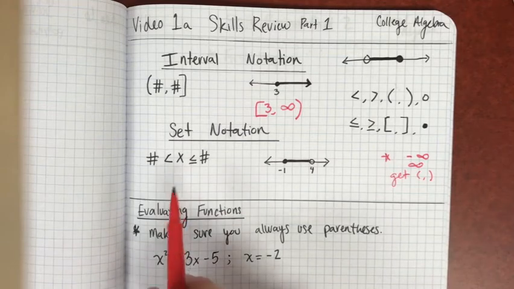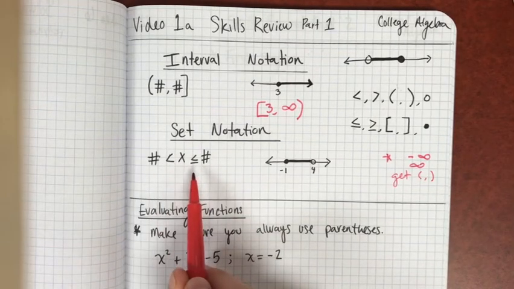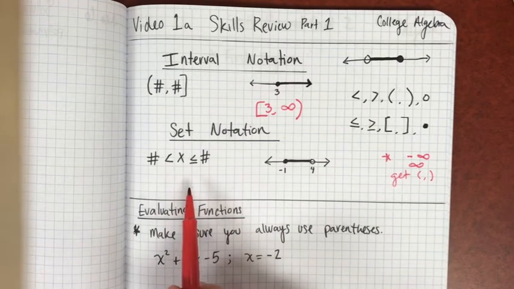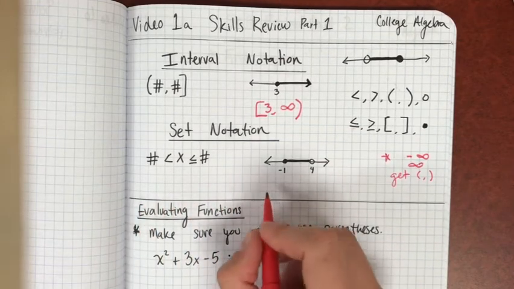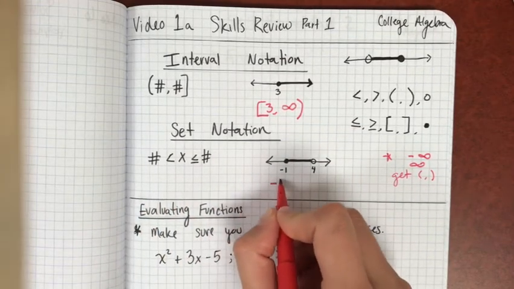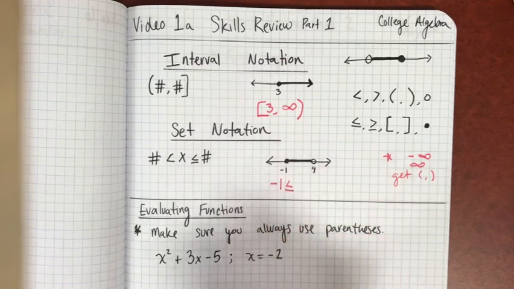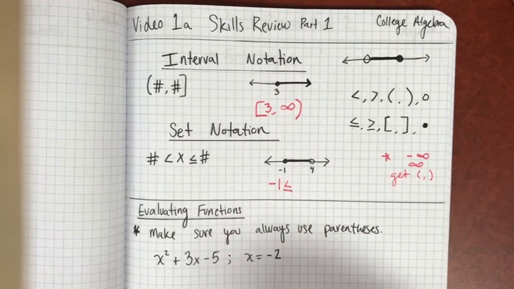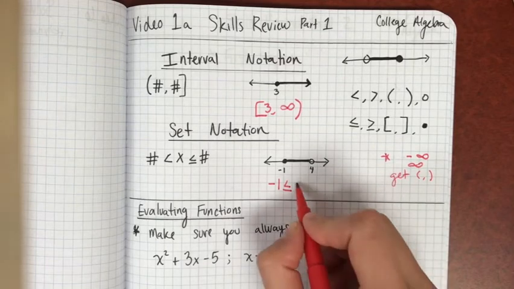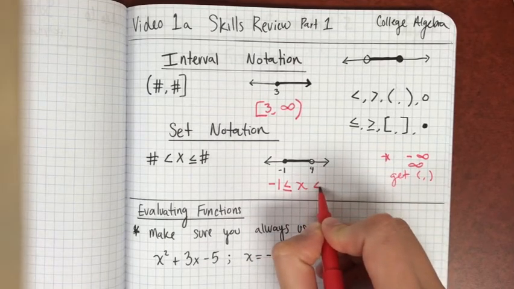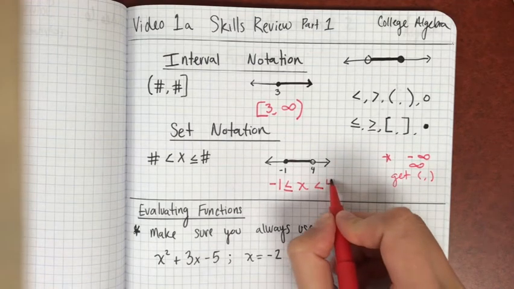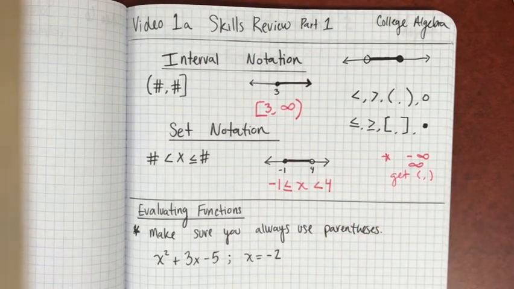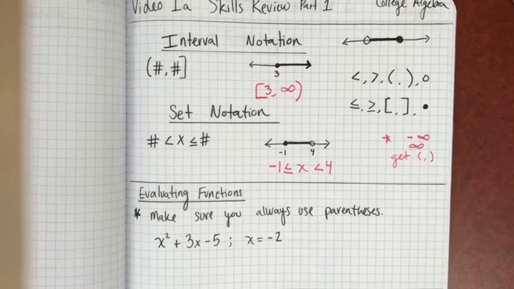All right, with set notation, same thing, we've just got a little bit more to write. We always have less thans for set notation, okay, because we always read left to right. So with this, my farthest left number is -1. This is going to be a less than or equal to because it's a closed dot. And it's just a less than because it's an open dot for 4. Okay, so that's our interval and set notation.